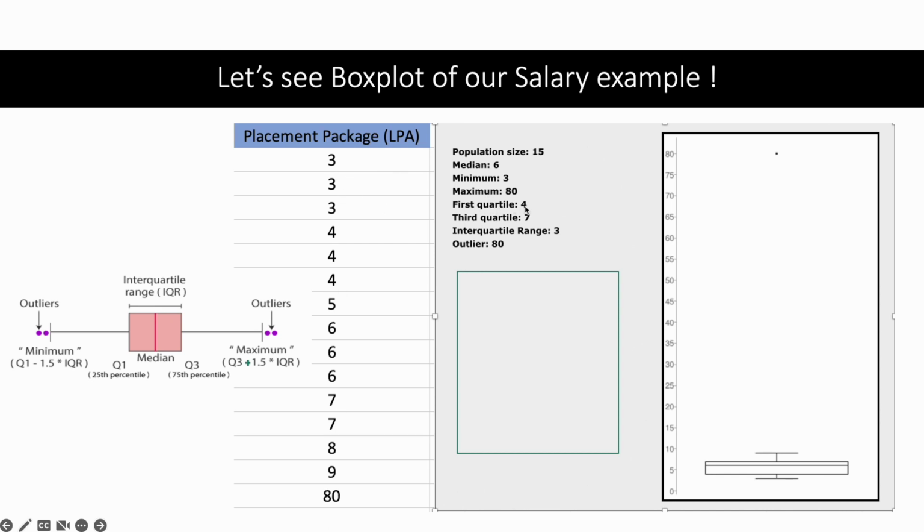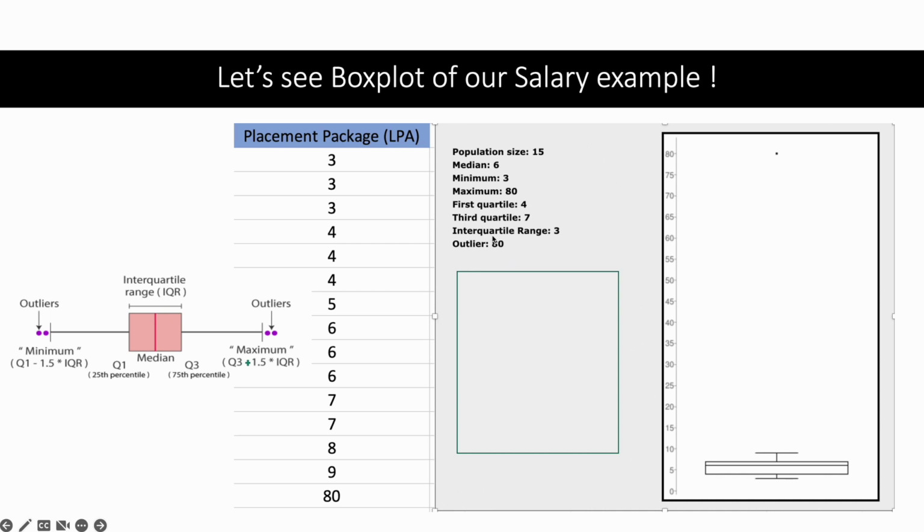What will be the first quartile? The first quartile is 4 because my 4th data point is actually 4 over here. There are 3 above and 3 below before we hit the median. So that's the first quartile. The third quartile is 7. What will be the interquartile range? Interquartile range is third quartile minus first quartile. 7 minus 4, that is 3.